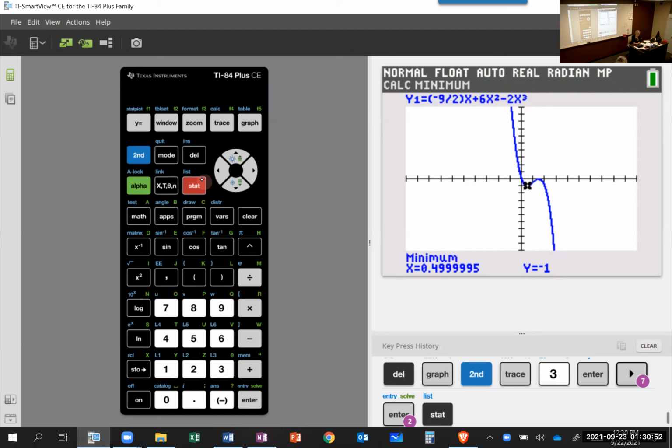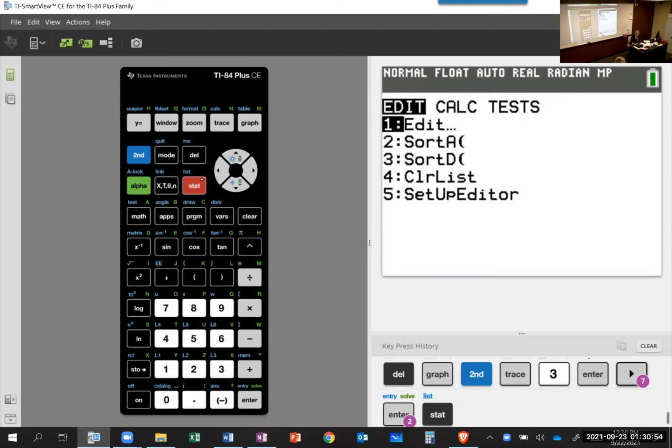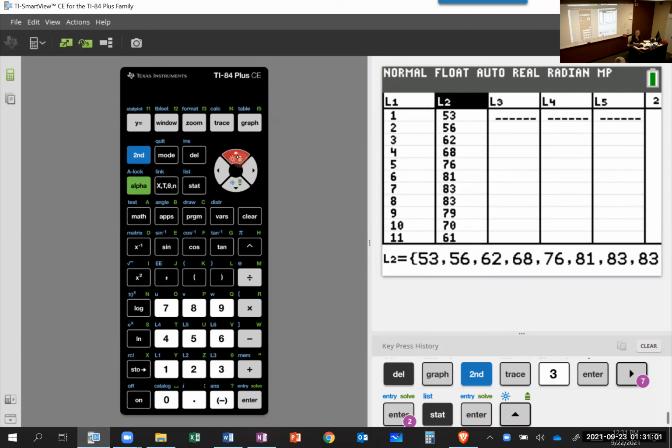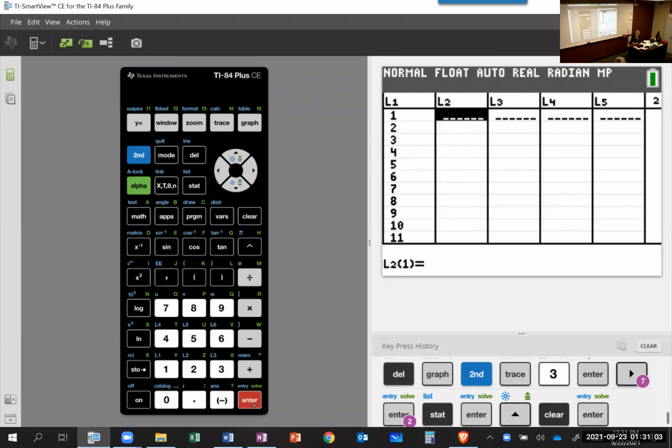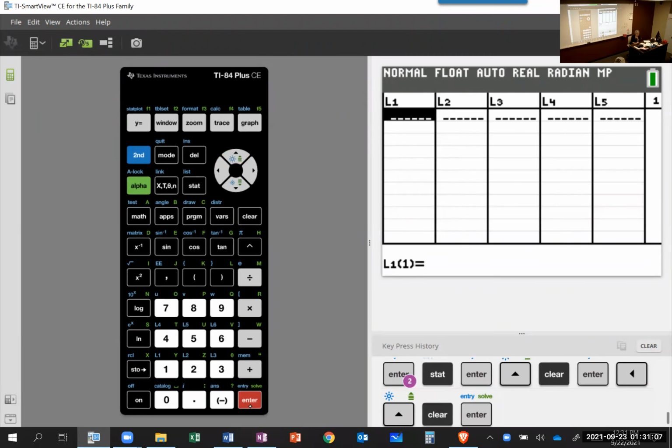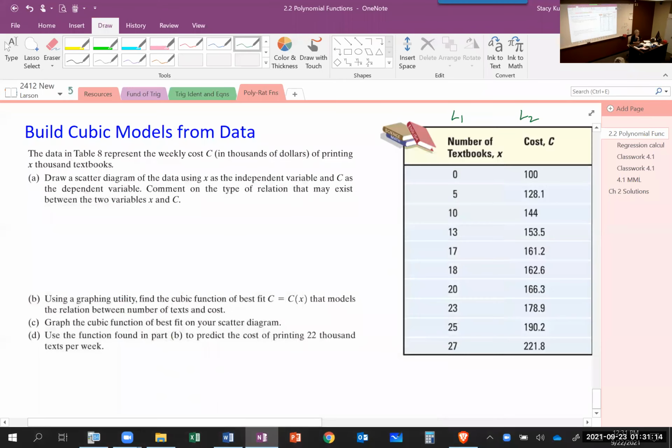I'm going to go stat, edit. Remember, we had lists, we have stuff here. So I'm just going to arrow up and hit clear and then hit enter. L1 is independent, L2 is dependent. So there's your list. Okay, did everybody get that? I can walk around and help you if you couldn't find that again.